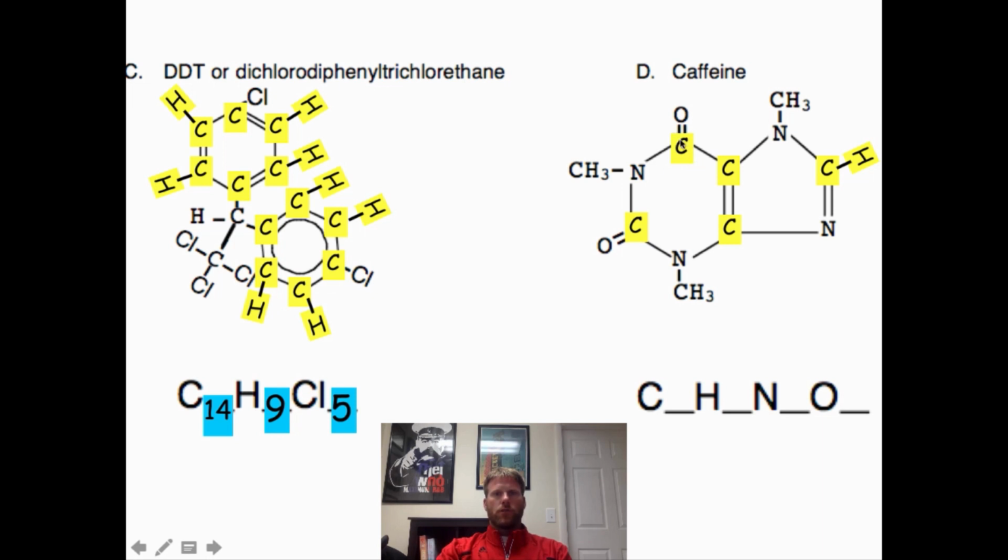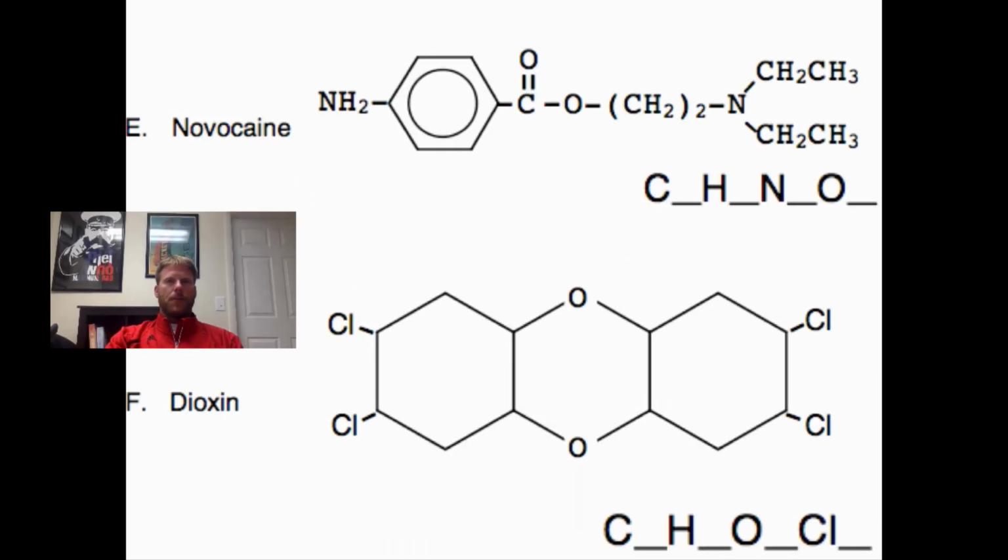These other carbon atoms each have 4 bonds. The formula for caffeine is C8H10N4O2. You know what's going to happen now.